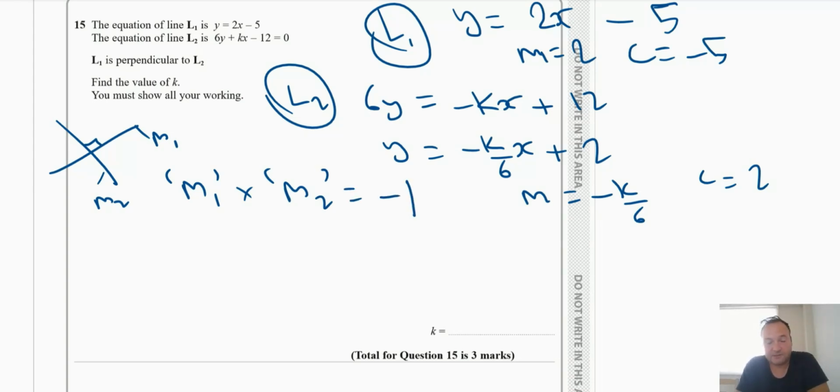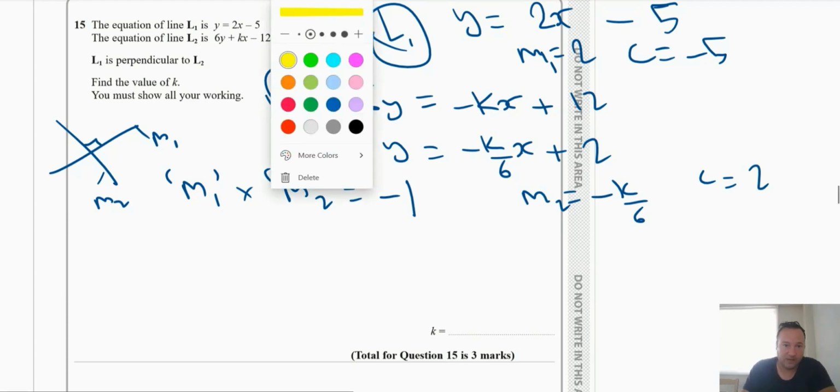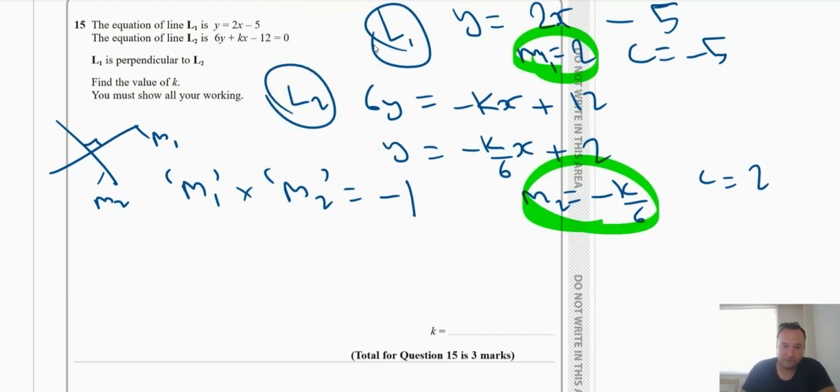That's really essential that you know that. If you don't know this formula, it makes it really difficult to actually go any further with this question. So M1 times M2, I'm going to call this M1, I'm going to call this M2, has to be equal to minus 1. So we can construct an equation with the information that we've currently got for M1 and M2. And we can say, right, subbing these values in, that means that 2 times minus k over 6 equals minus 1.